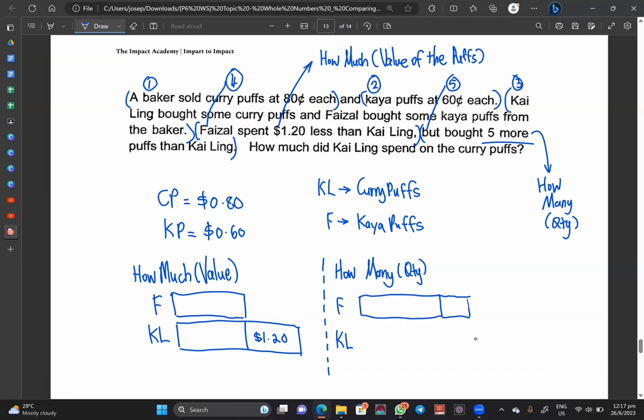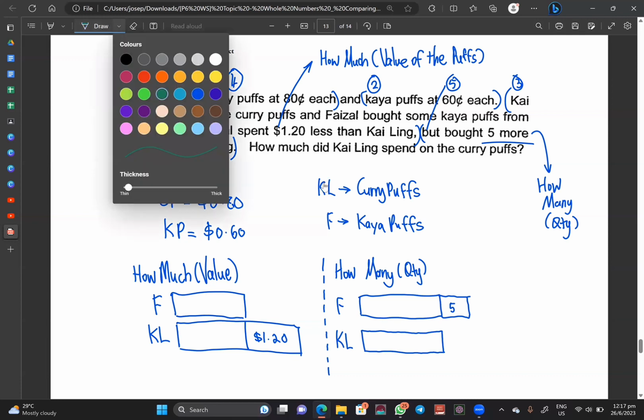So we're going to show 5 more over here. And for Kylie, it will just be this much. Okay, so this is my 1 unit. Once you're done with this, what you want to do is ask yourself, do I know what it is that they have purchased? Of course I do.